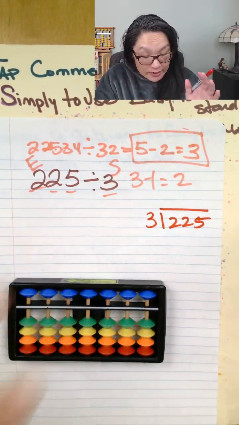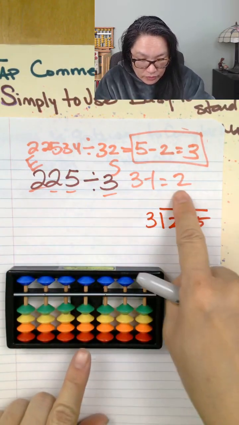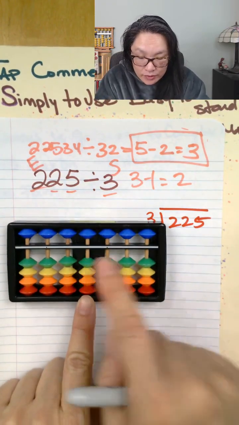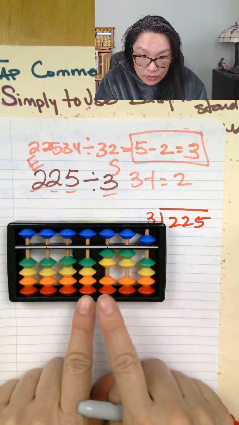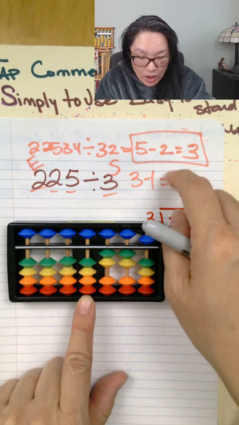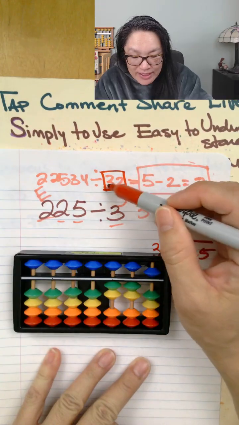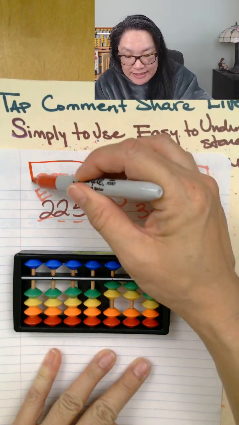Okay, let me do a comparison. We're at the 1, 2. So we start, this is where we're going to put. Now what I'm going to do is put 225 on my abacus. Why is it minus 2? Because I'm taking away the divisor. I'm taking away the number of digits of the divisor from the dividend.